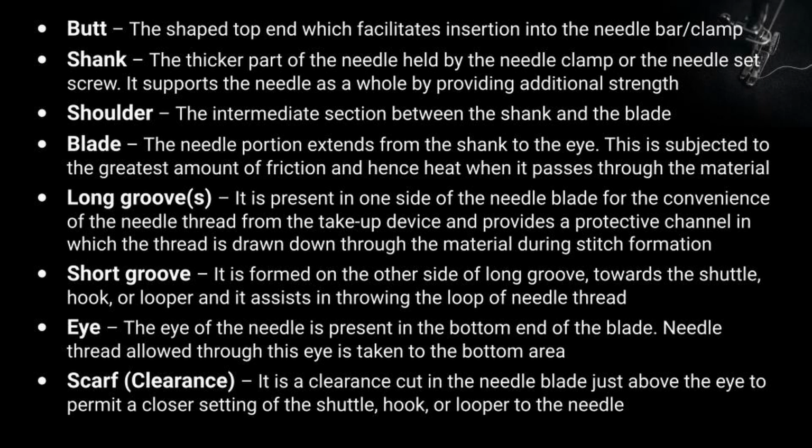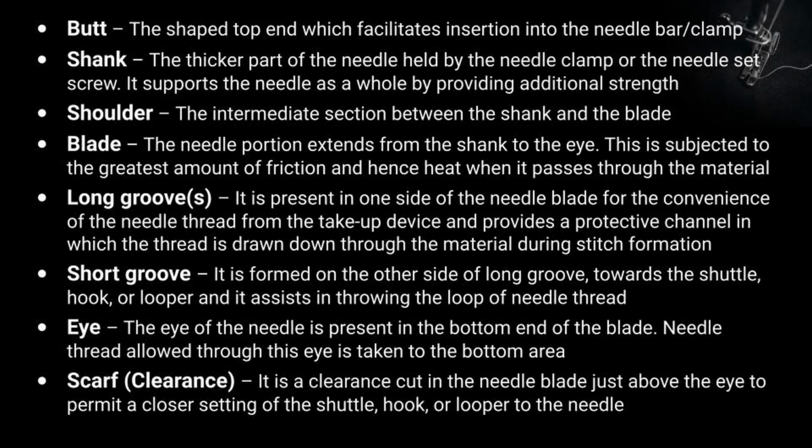Next part is the long groove. It is present on one side of the needle blade for the convenience of the needle thread from the take-up device, and provides the protective channel in which the thread is drawn down through the material during stitch formation. Next part is the short groove. It is formed on the other side of the long groove, towards the shuttle hook or looper, and it assists to throw the loop of needle thread.